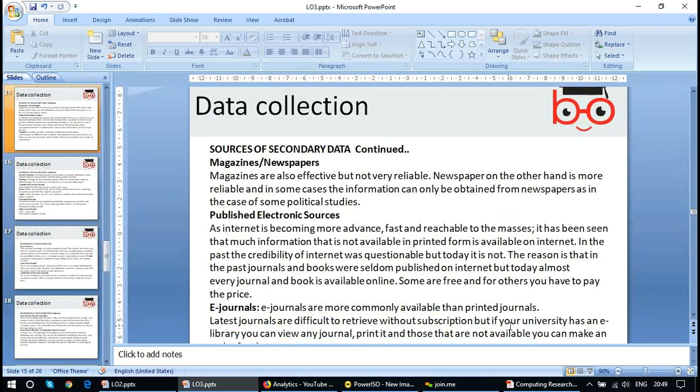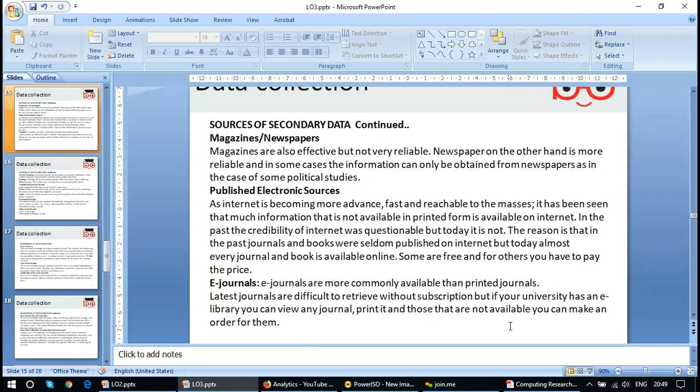Then magazines are also sources of data. The published electronic sources, e-journals, are also sources. So magazines, you know very well what magazines are. But they are not as reliable as paper, and in some cases the information can come from a newspaper, in the case of some political studies. So why is there a difference between a magazine and a newspaper?